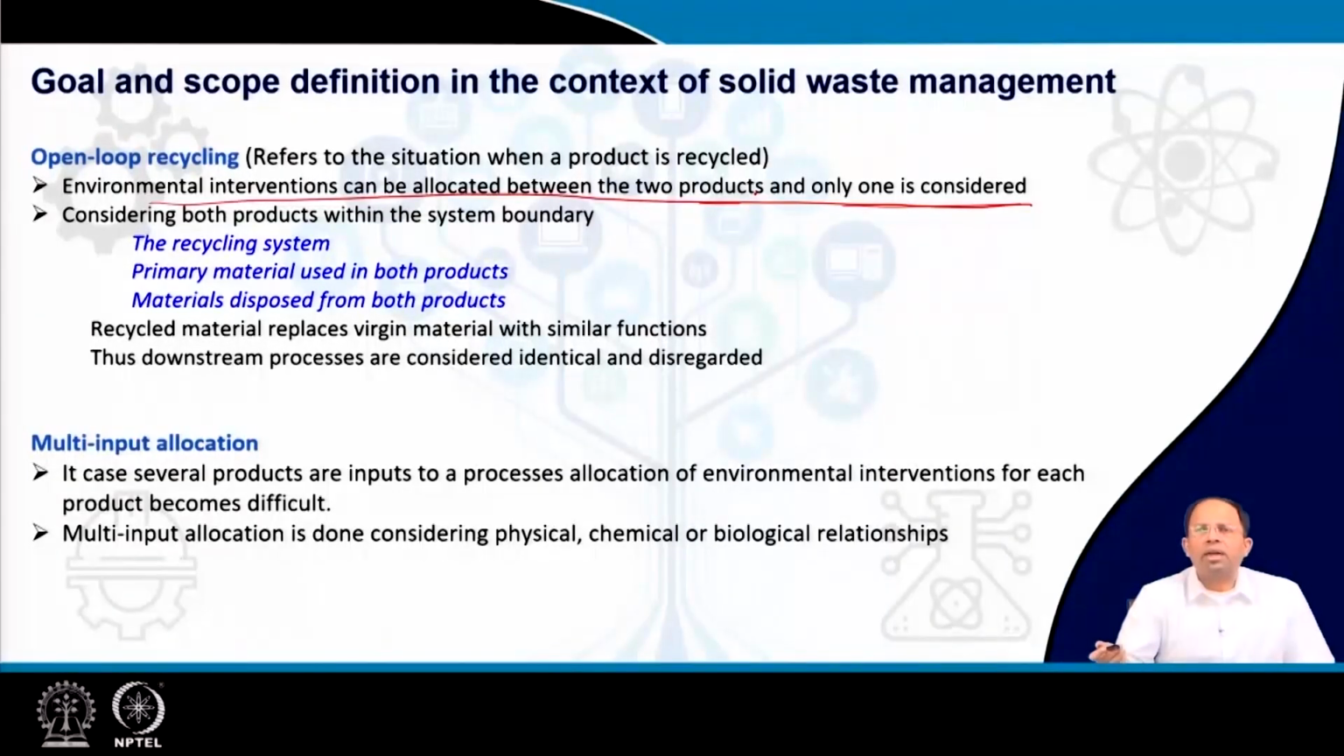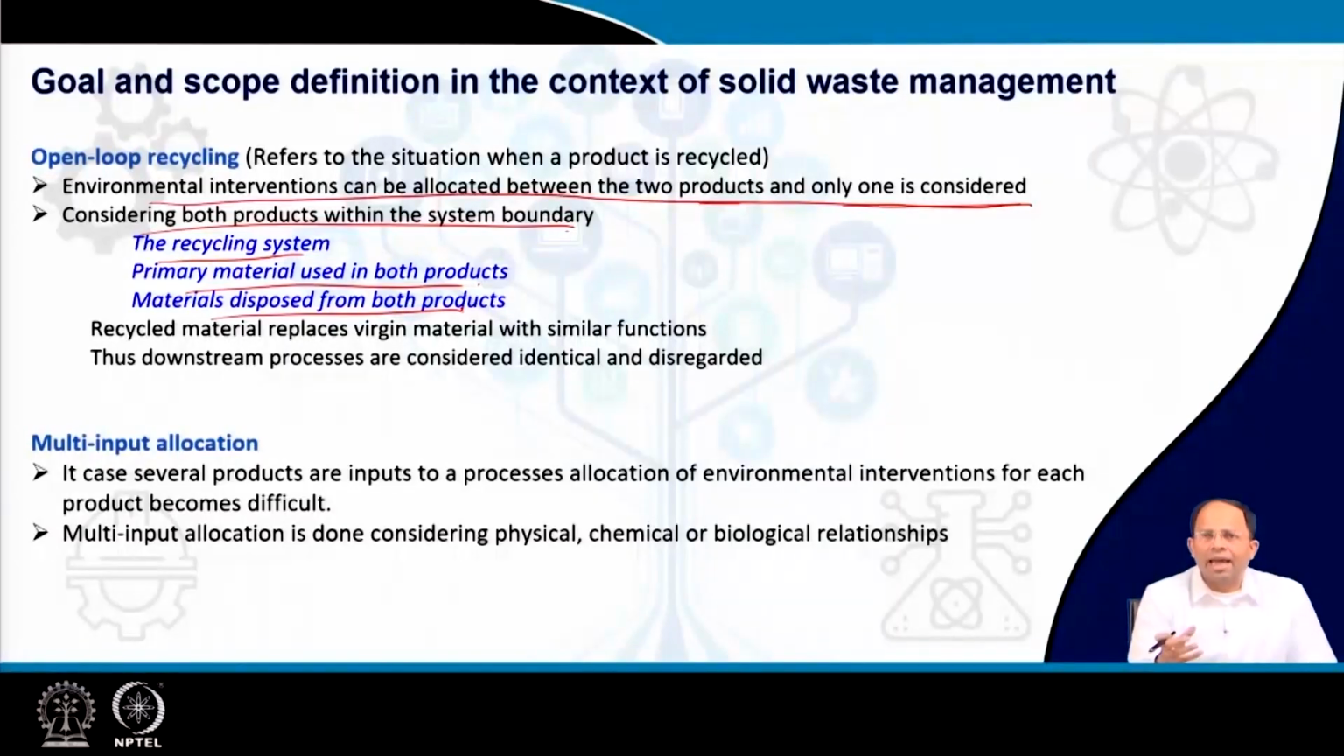So, eventually the environmental impact has to be divided amongst these three products, or it should be assigned to only one product, or considering both products within the system boundary. So, we considered both the products within the system boundary. We considered the recycling system, what process has gone into it, what energy, what material has got into the recycling process, the primary material used in both products and materials disposed from both products are considered. So, the disposal can happen at the end of life of the second product, or it could happen all throughout the life of that product, depending on what sort of product it is.